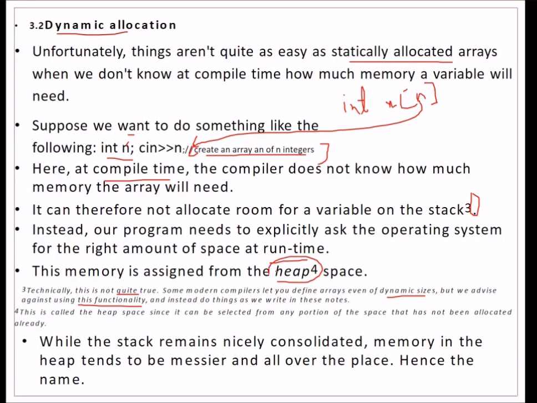So there are two types of memory, stack and heap. This is called the heap space, since it can be selected from any portion of the space that has not been allocated already. So wherever the free space is there, the operating system allocates it. Okay, this is your heap, now work upon it. And the stack remains somewhat consolidated or in a good form, while memory in the heap is somewhat messier and all over the place. Hence it is called heap.